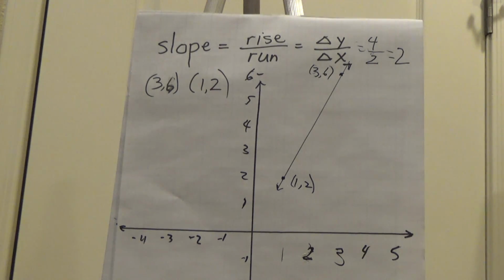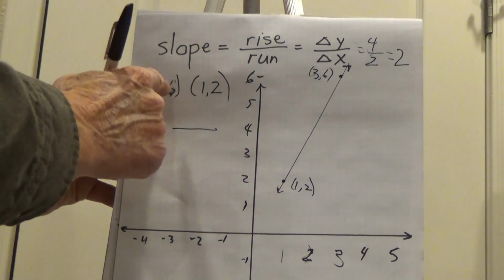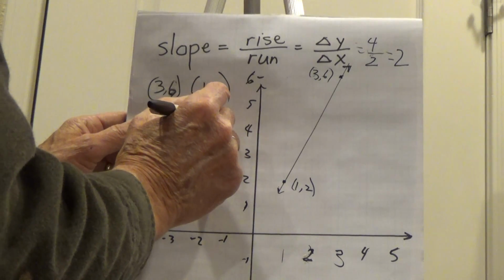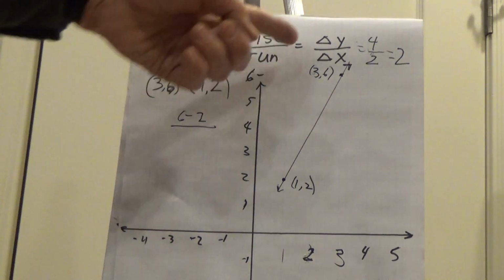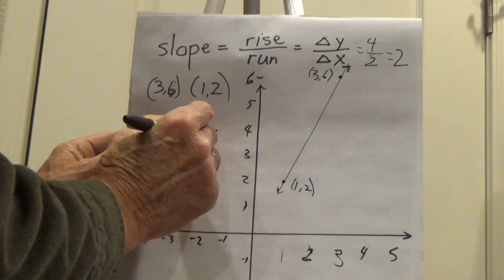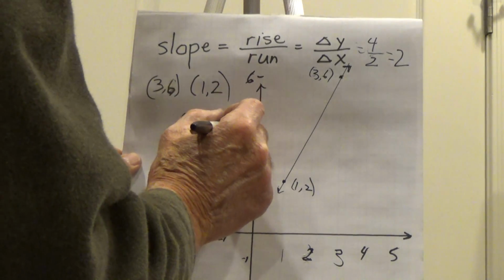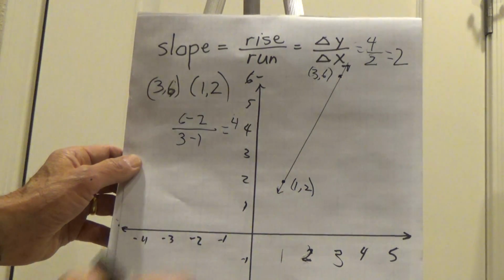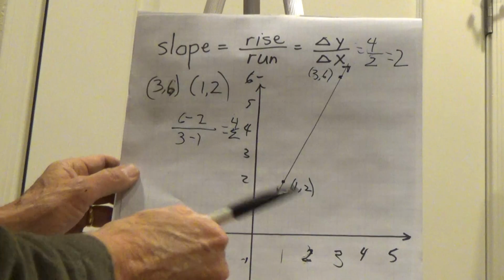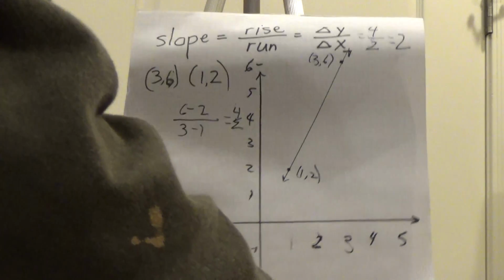The slope is 2. Now the more formal definition of slope, with the change in y and the change in x, means that we're going to take the y values on top and subtract them. So we have 6 minus 2 here, the change in y. And the x values, if we start with this 3, 3 minus 1. So 6 minus 2 is 4, 3 minus 1 is 2, and again we have 4 over 2, which is 2. Okay, let's look at another example.